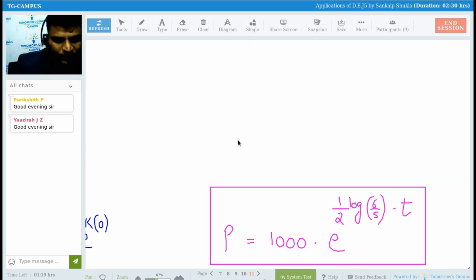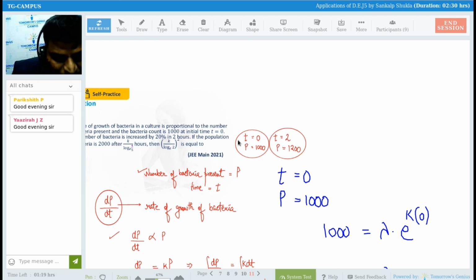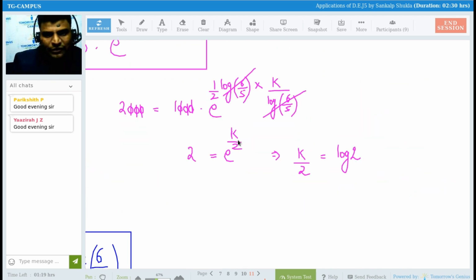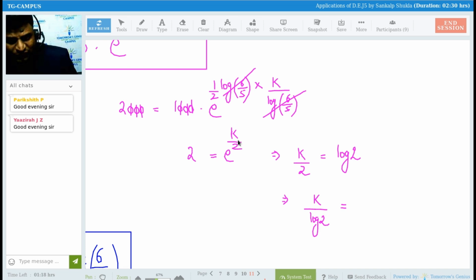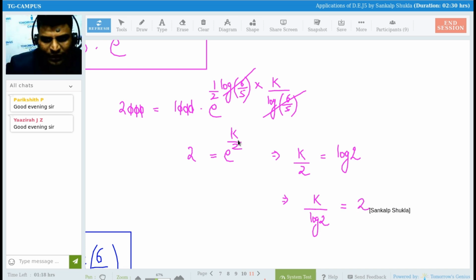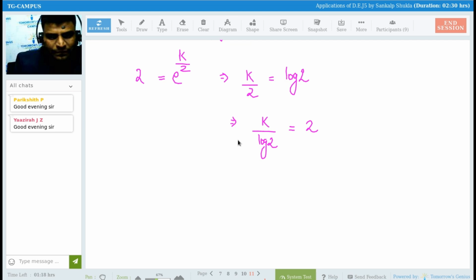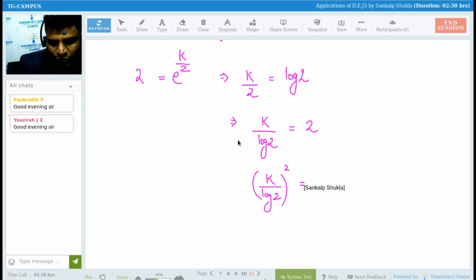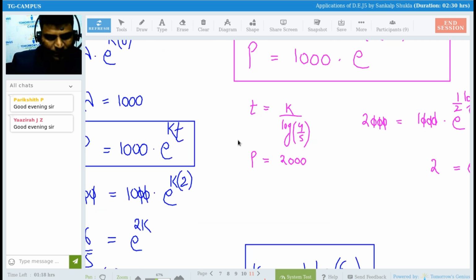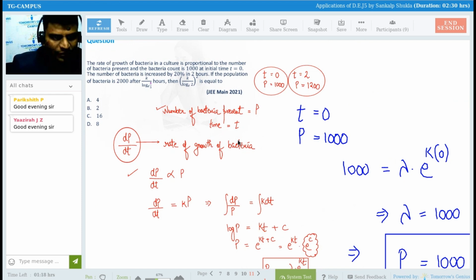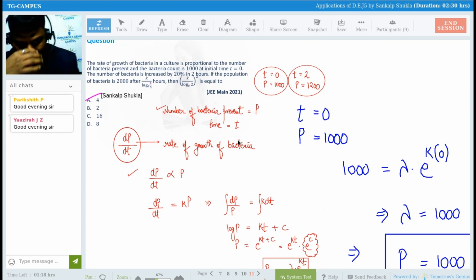Now what is the question saying? The question is saying to find the value of k by log 2 whole square. Can we find it? Yes, k by log 2 will come from the same expression. If we bring this log 2 to the left hand side, it will become 2. And if we square, k upon log 2 whole square is equal to 2 square, that is 4. Yes, this is the answer. We have 4 in the options. Please check. Yes, we have option A. Nice.